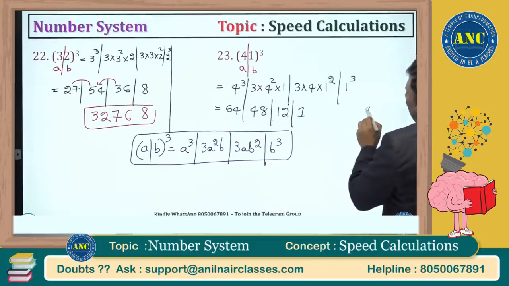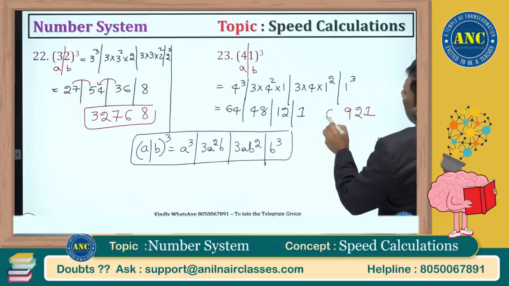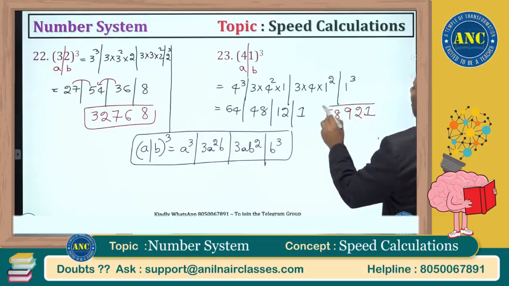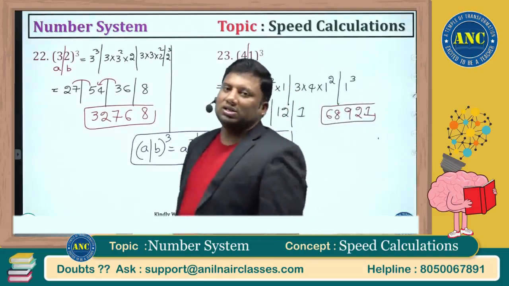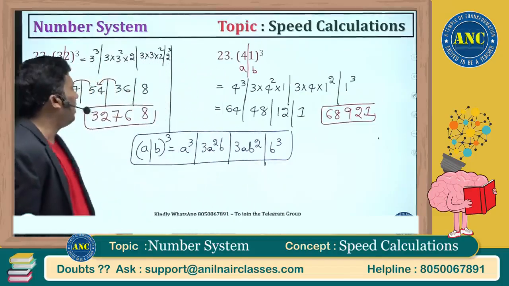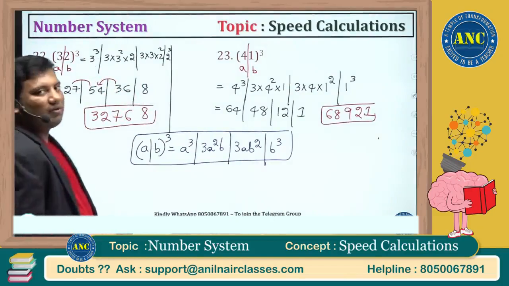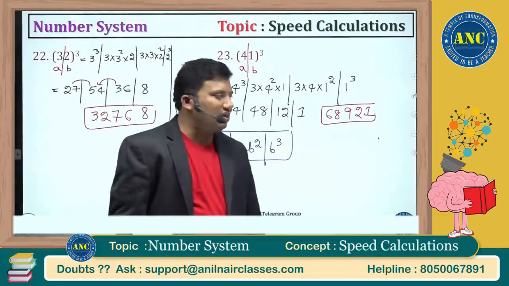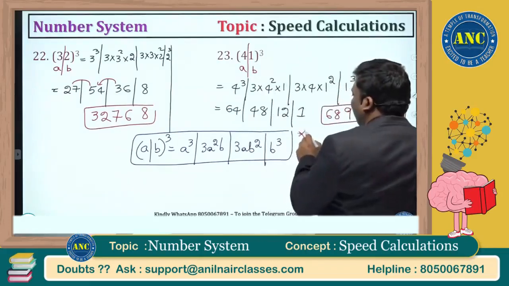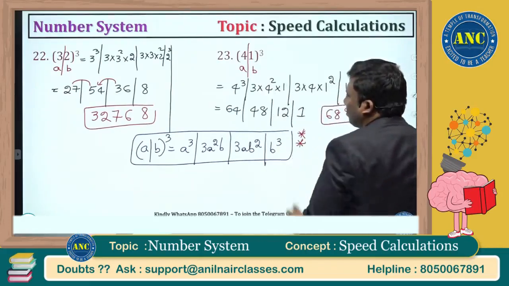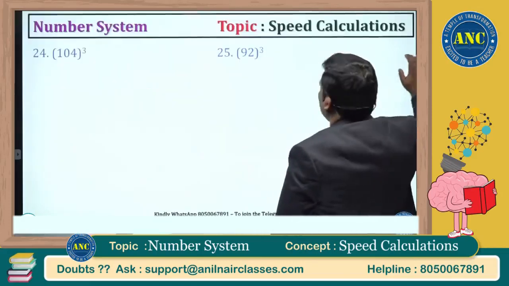Write down 1. 12 2s, 1 carried, 14 9s, 4 carried, 6 8, 9 2, 1. 41 whole cube value is 68921 and 32 whole cube value is 32768. I hope these two questions have given an understanding of how to apply A plus B whole cube to find the cube of a number.